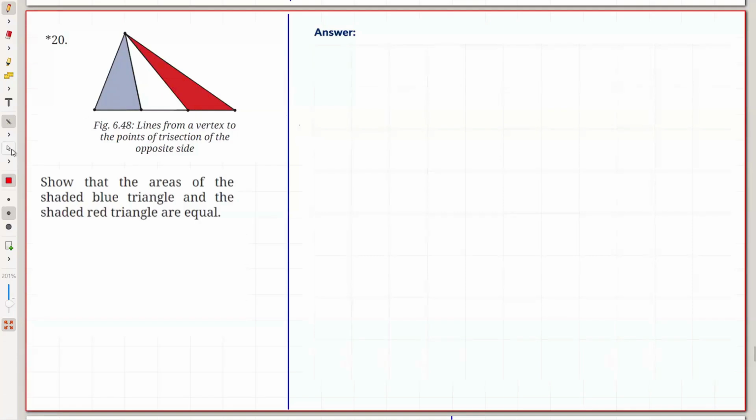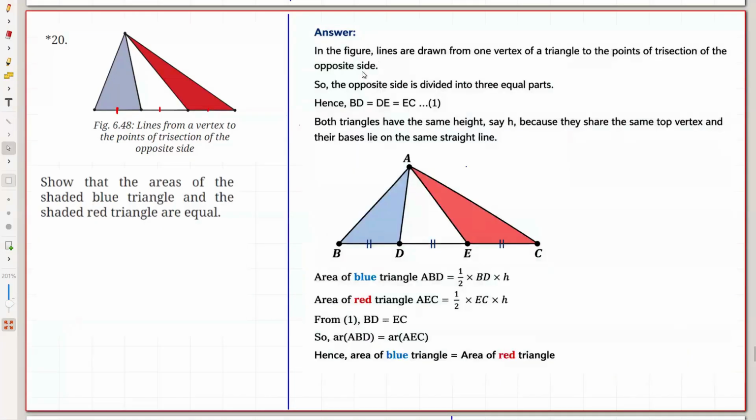How can we give the proof? They have given that the lines are from a vertex to the points of trisection of the opposite side. Trisection means dividing into 3 equal parts. This portion is equal to this one. That is given in the question. As they have shown in the figure, they are dividing it into 3 equal parts. That's trisection.